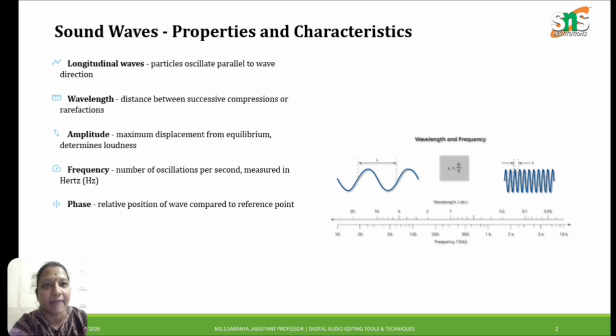Moreover, sound is a mechanical wave produced by vibration that travels through a medium such as air, water and solids. These vibrations create pressure changes that move outwards in the form of waves. Since sound requires a medium to travel, it cannot move through a vacuum. They are longitudinal waves, meaning the particles of the medium vibrate parallel to the direction in which the wave travels.